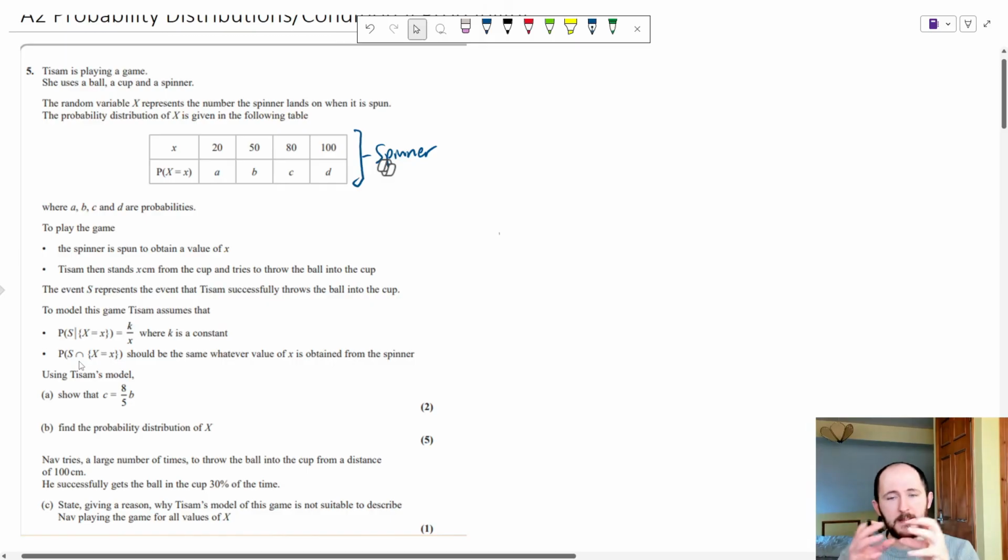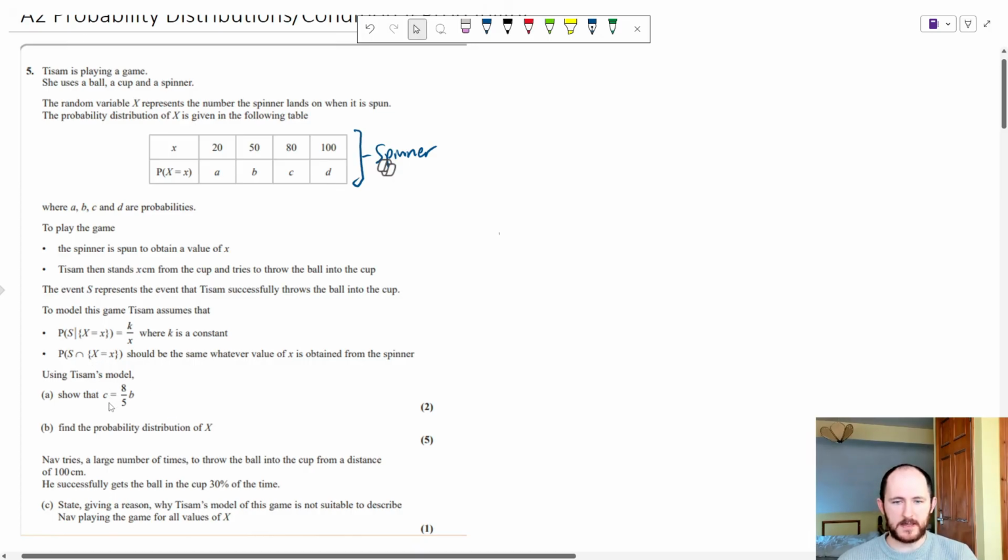And again, going through this, when you're reading a question, you're not just reading it passively. You are trying to make sense of the situation. So what I just did there is exactly what I'd do in the exam. Try and understand what this calculation, what this equation is telling me. Then it says the probability of S and this happening should be the same whatever value of x is obtained from the spinner. So the probability that she gets the ball into the cup and she gets whatever distance from the cup she stands should be the same. Again, this is a model, so you don't have to worry too much about it.